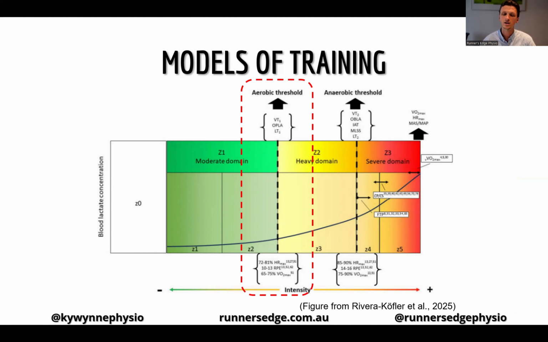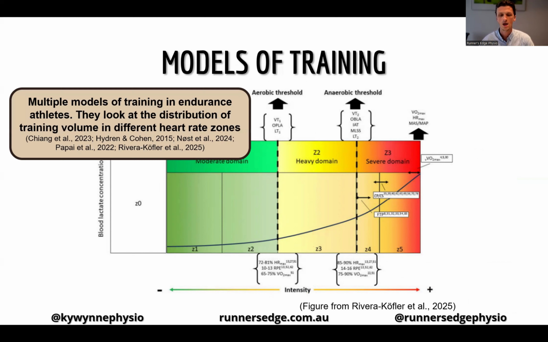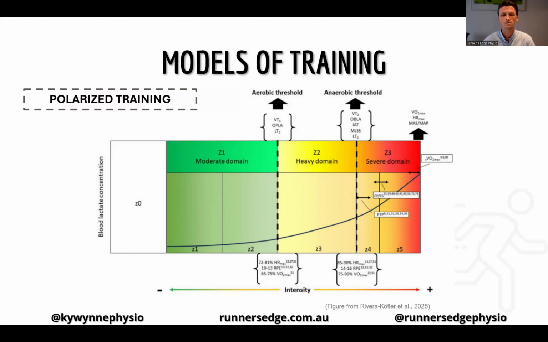But that's the important bit when we consider our training models and how coaches and athletes will often distribute their intensity of training. Now, there's multiple models and they look at different distributions, and I'm going to break down 3 of the really key ones and then tell you about the science behind which ones improve performance and what the evidence says. So first one, let's look at polarized training.